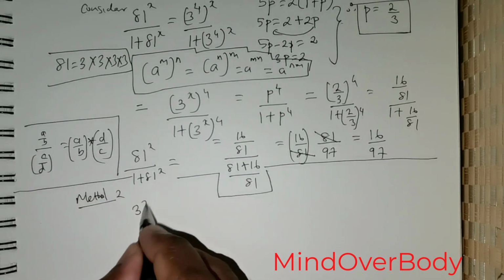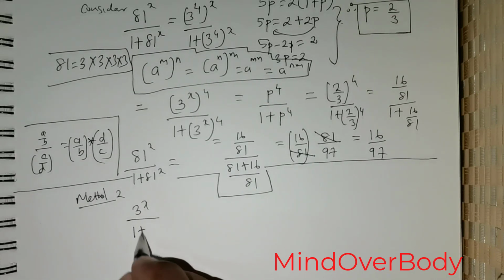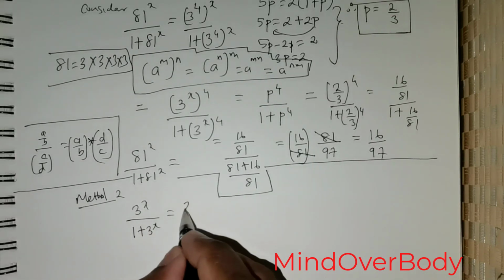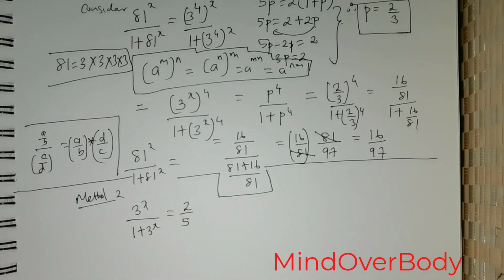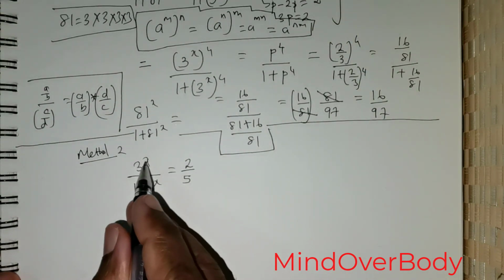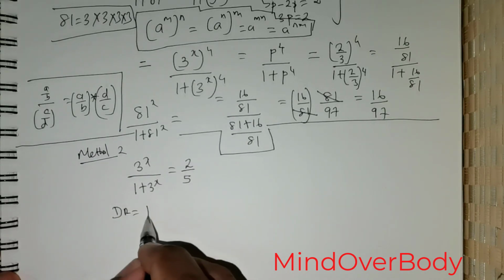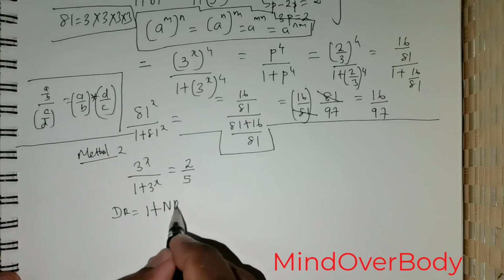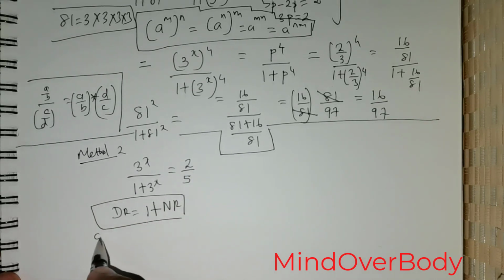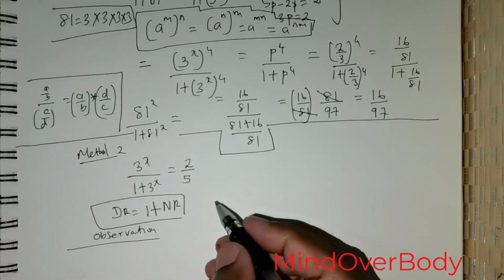Now just take the question. The question is 3^x / (1 + 3^x), which is equal to 2/5. Now just consider the numerator, it's 3^x. Consider the denominator. The denominator is nothing but 1 more than the numerator. So that is an important observation. As I always mention, observation is a critical point in mathematics when it comes to problem solving.